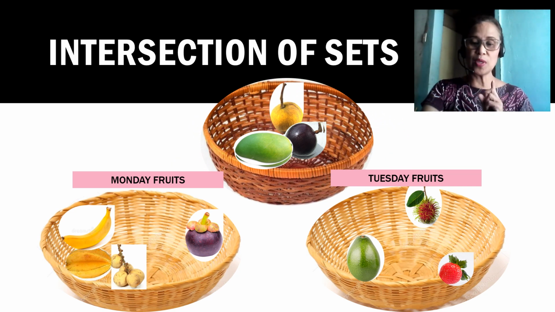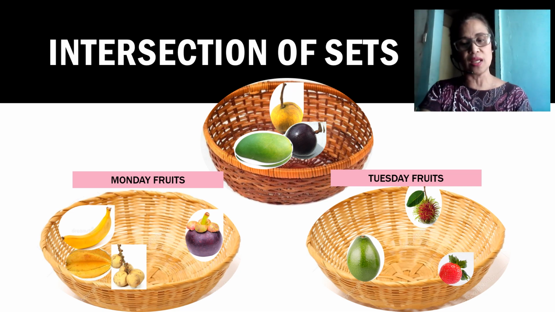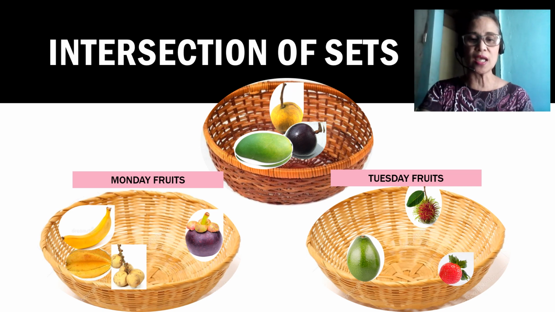So when we say intersection, these are the common elements in both set A and set B. So the common fruit that you ate last Monday and last Tuesday were mango, santol, and kaimito. Remember that sets have to be distinct. So there's only one santol, one mango, and one kaimito. So it has only three elements.